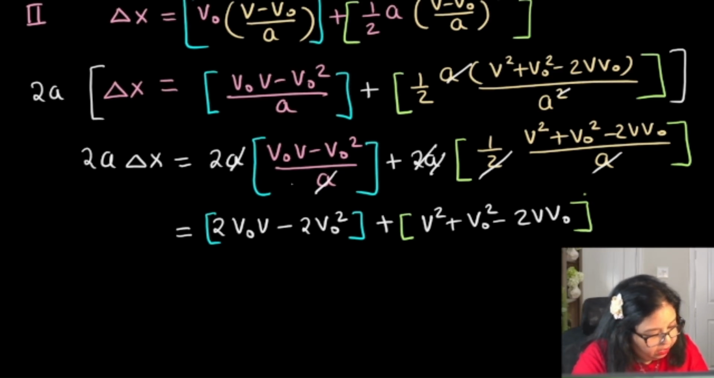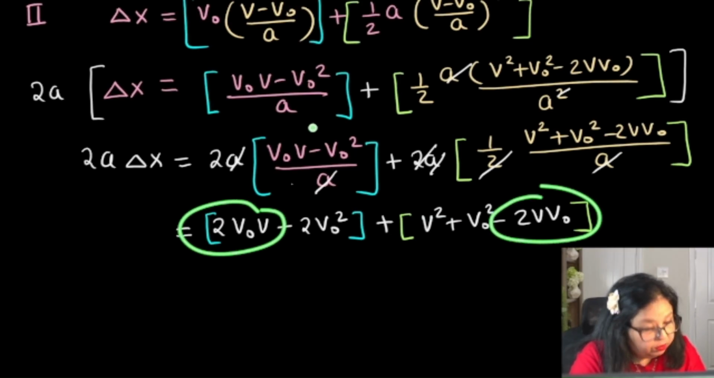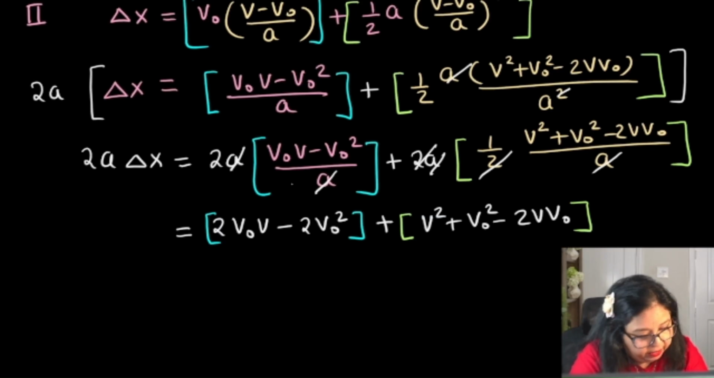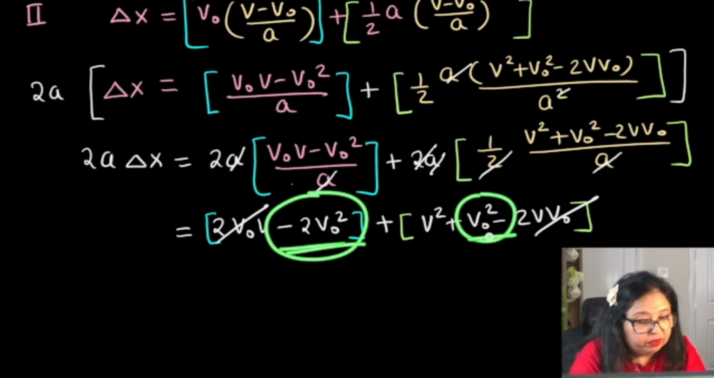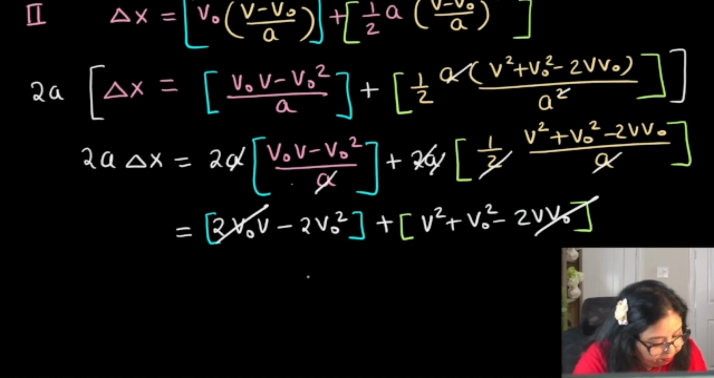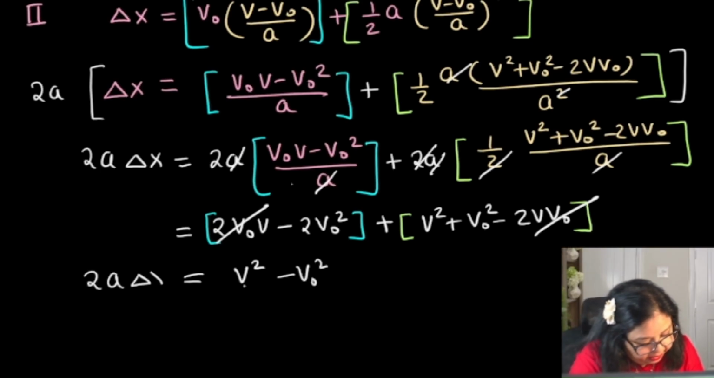All right. Now watch this. This 2v v naught and minus this 2v v naught, they cancel each other out. Let's go ahead and cancel them out. Here we go. Then we have this v naught squared minus 2v naught squared. These two give us what? Minus v naught squared. So we get minus v naught squared. And we have this v squared. On the left-hand side, we have 2a delta x.